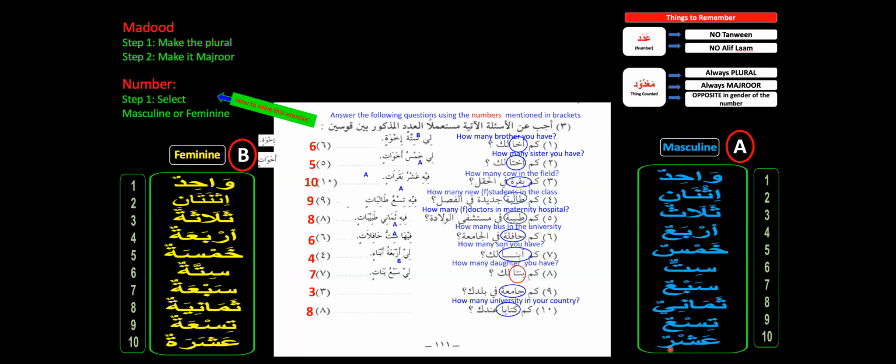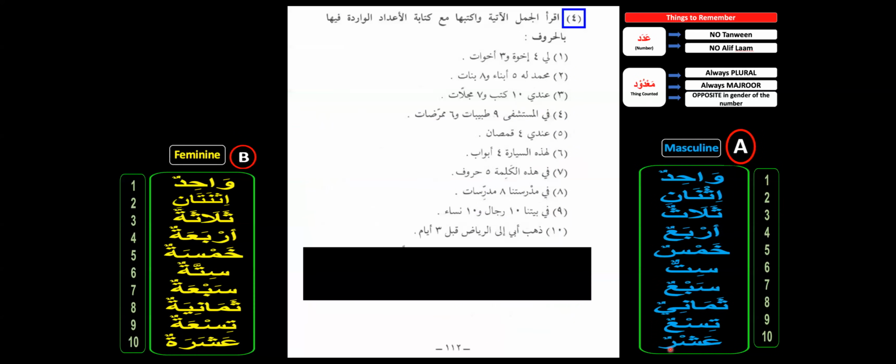Kam jami'atan fi baladik. How many universities in your country? You want to say 3. Fihi thalathu jami'atin. We can't say thalathatu, because the singular for jami'atin is jami'atun, and that is a feminine word, so we have to choose the masculine number. Kam kitaban indak. You have to say 8 books. How will you say? Indi thamaniyatu kutubin. Why? Because the singular of kutubin is kitabun, and kitab is masculine, so you will choose a feminine number.